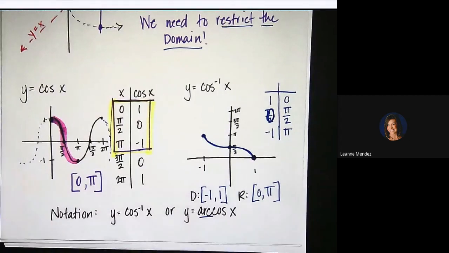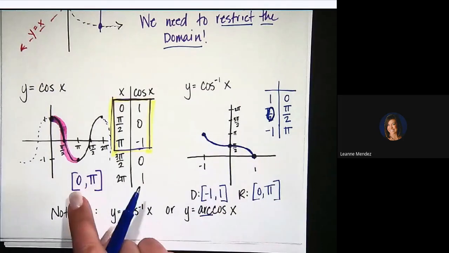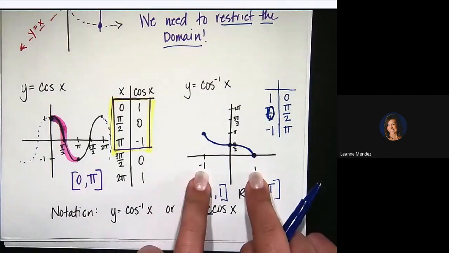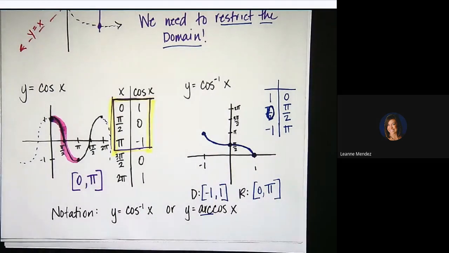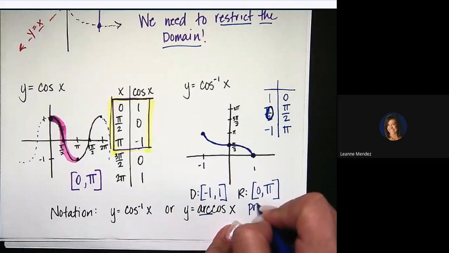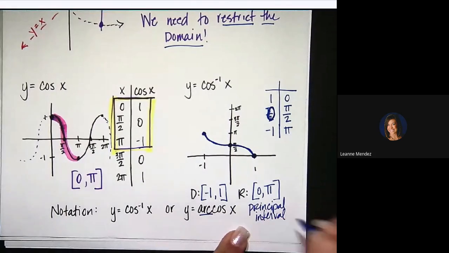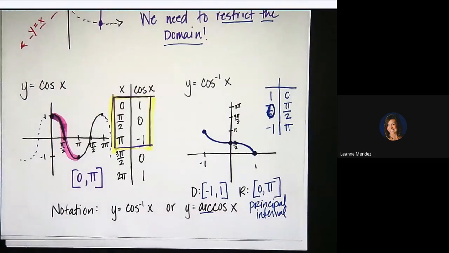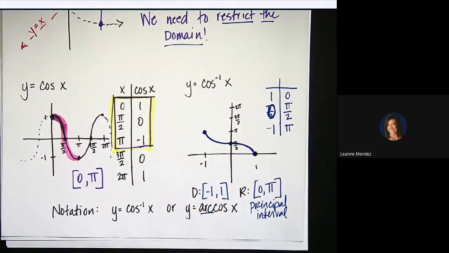Now let's talk about a few other things. What does this 0 to pi mean? Because this is going to be important for me. Since I can only input values from negative 1 to 1, the only output values I can get are going to be from 0 to pi. So I'm going to introduce this term. This 0 to pi, we're going to refer to as a principal interval. And we'll explain this more. But that principal interval is going to be important for this entire unit. Every trig function, every inverse, cosine inverse, sine inverse, tangent, they're all going to have a specific principal interval.